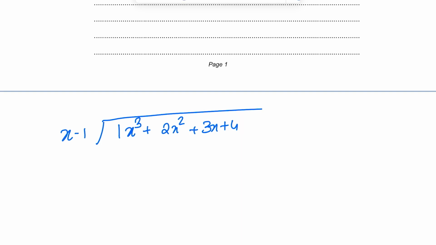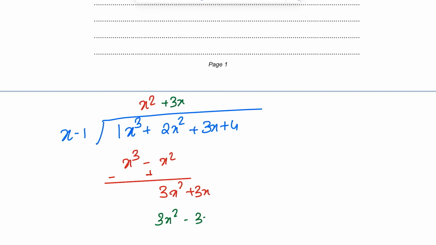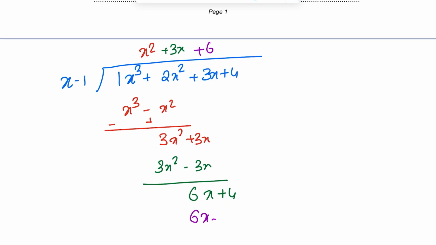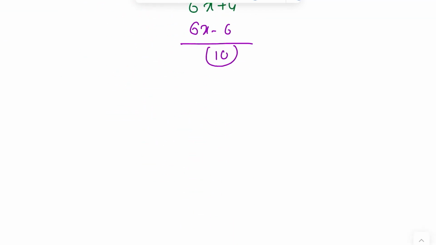So x times x squared gives me x cubed minus x squared. Then it becomes negative, plus 3x squared plus 3x. Then it becomes plus 3x times, it becomes 3x squared minus 3x. So it becomes 6x plus 4. Then it becomes plus 6 times, 6x minus 6. So the remainder is 10. So we got that answer.